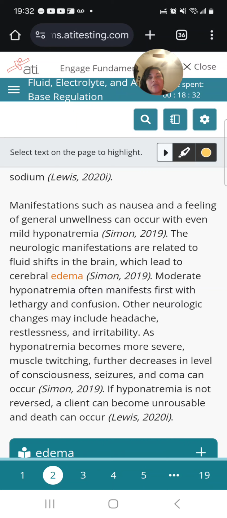Manifestations such as nausea and a feeling of general unwellness can occur with even mild hyponatremia. The neurological manifestations are related to fluid shifts in the brain, which leads to cerebral edema. Moderate hyponatremia often manifests first with lethargy and confusion. Other neurological changes may include headache, restlessness, and irritability.